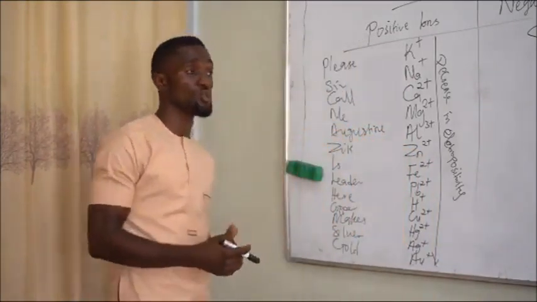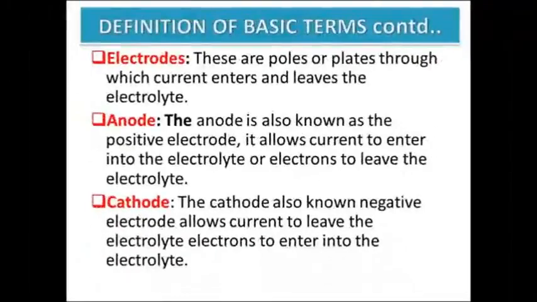Then we have the electrode. What is the meaning of this electrode? The electrodes are poles or plates through which electron or current enters into the electrolyte or leaves the electrolyte.